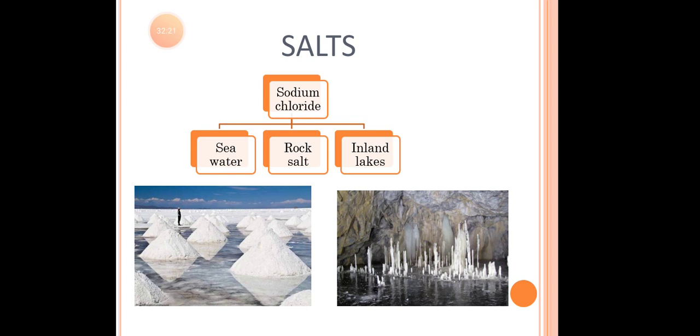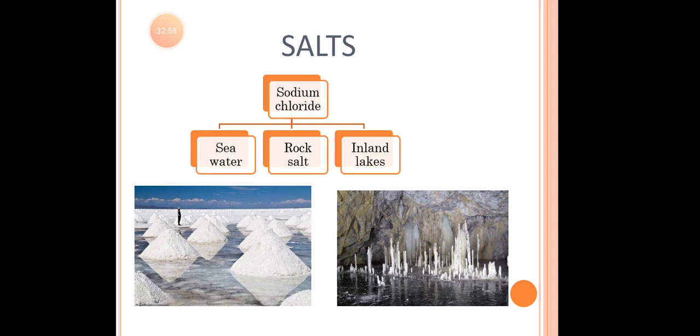Now what are inland lakes? This is again another source for sodium chloride. The lakes which we have, say for example the big lakes like Sambar Lake in Rajasthan, Great Salt Lake in USA, or Lake Elton in Russia. These are some examples wherein the salts are obtained by natural evaporation of water. By natural evaporation of water, the salt remains in the lake and that will be removed, purified and used.